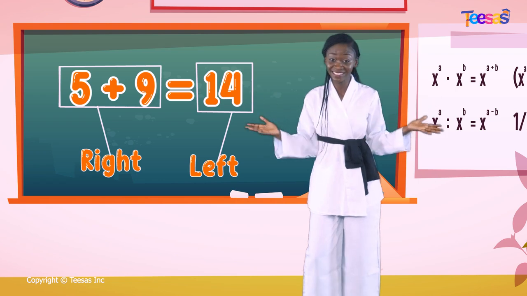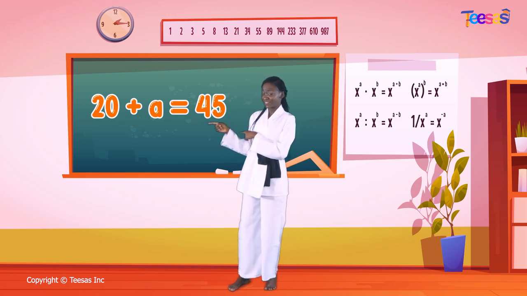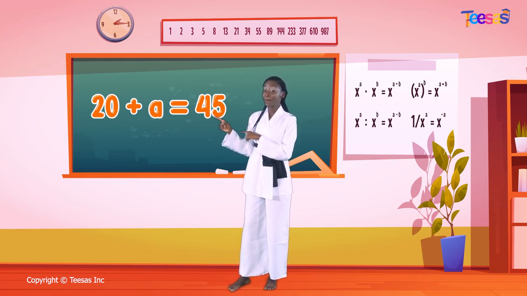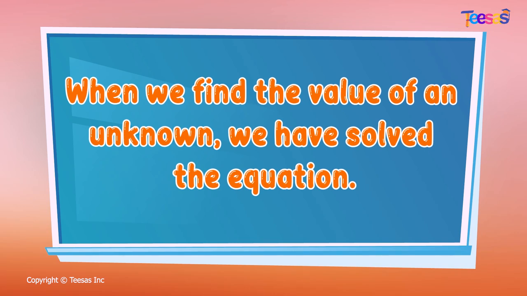Any algebraic sentence is called an equation. Just like this one. 20 plus a equals 45. When we find the value of an unknown, we have solved the equation.